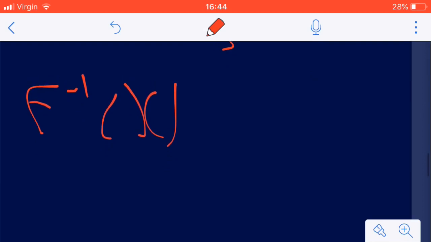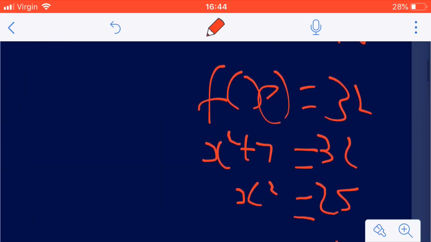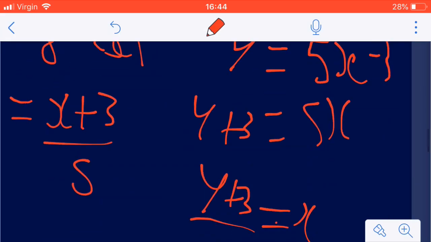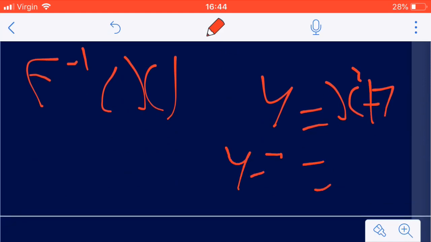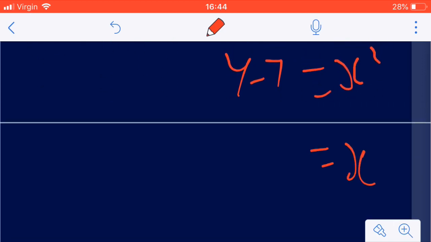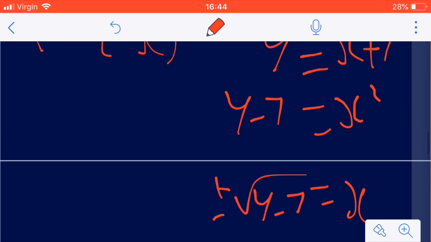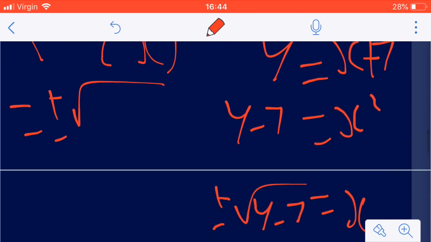Okay, now if we pick a more challenging one, let's go with f, for example. So if you remember, f is x squared plus 7. Then if we go through that, y minus 7 equals x squared. So then the square root of that, so plus or minus root y minus 7 equals x, which means that the inverse function is plus or minus root x minus 7.